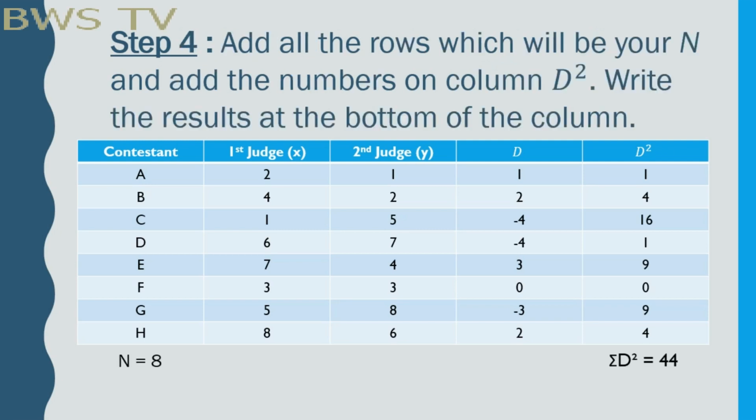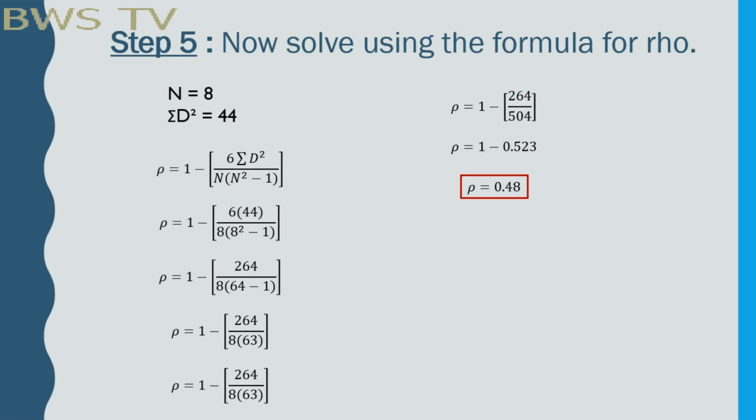Step 4. Add all the rows, which will be your n, and add the numbers on column D squared. Write the results at the bottom of the column. Step 5. Now solve using the formula for ρ. Using the formula, you will be substituting it in their appropriate places, and that's how you get the answer.